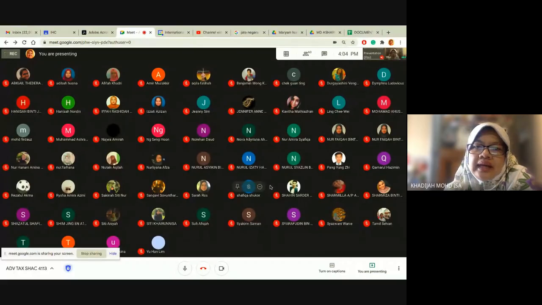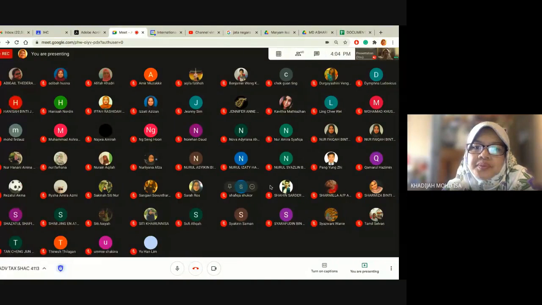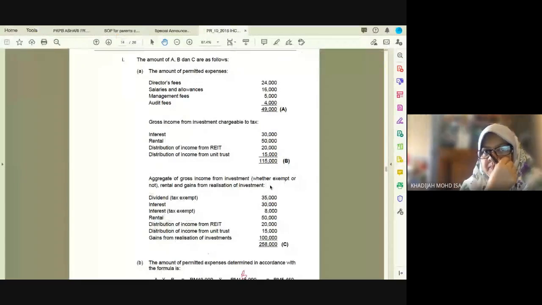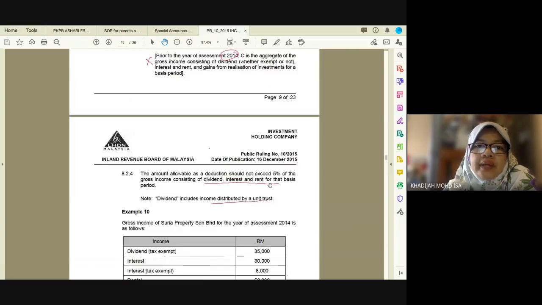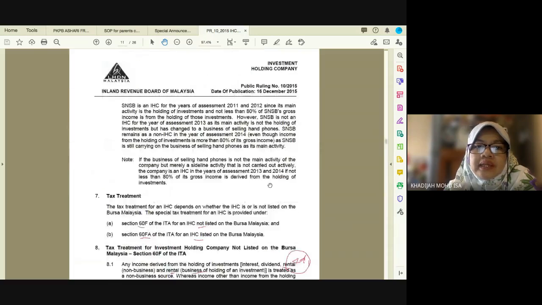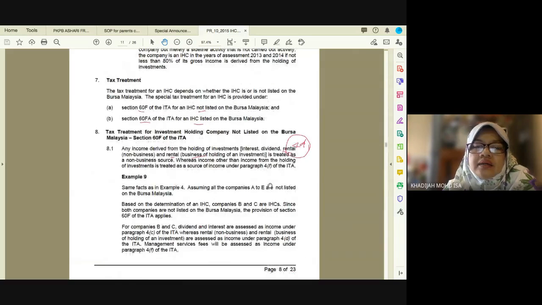On the unlisted ISC, and the second part is on the listed ISC. I'll be referring to the public ruling, the one that we have seen earlier, Public Ruling 10/2015 on investment holding company. As a recap, number one is that not all companies are ISC, so you have to determine whether a company is an ISC or not. How do you decide on the ISC?